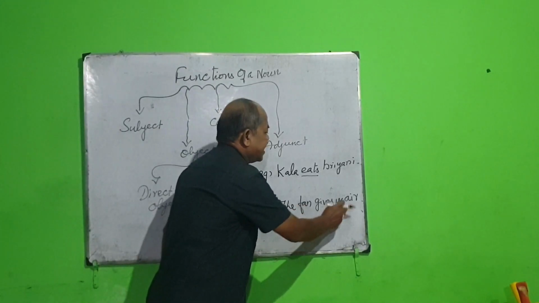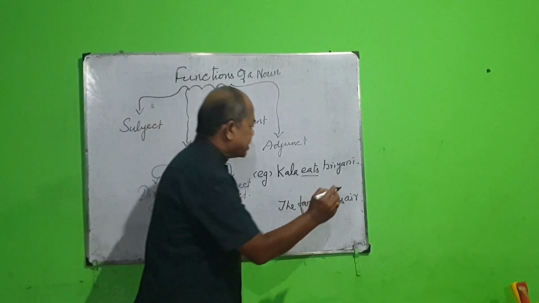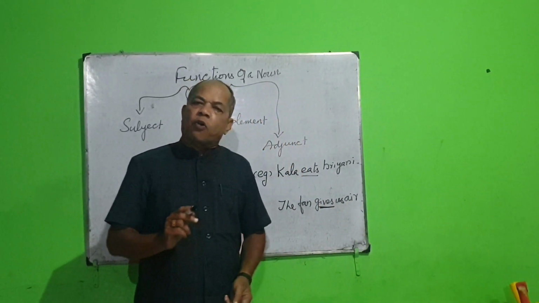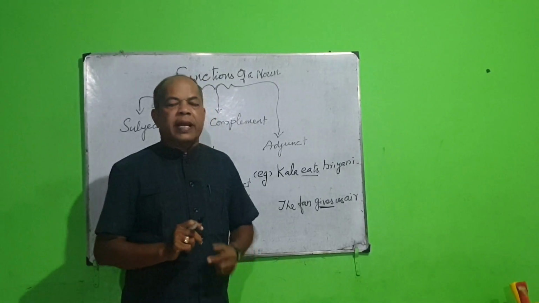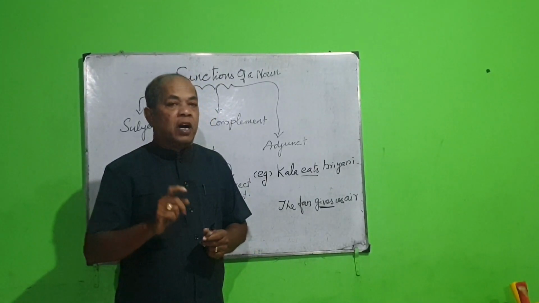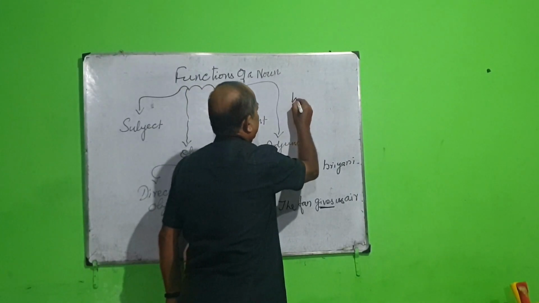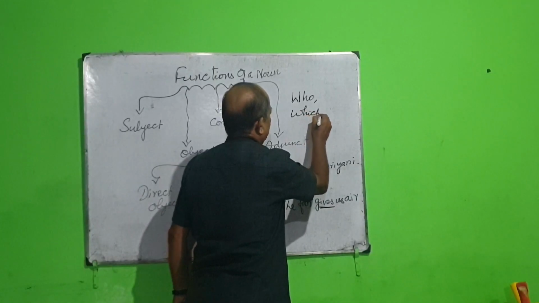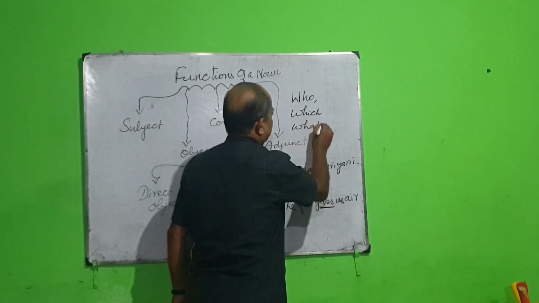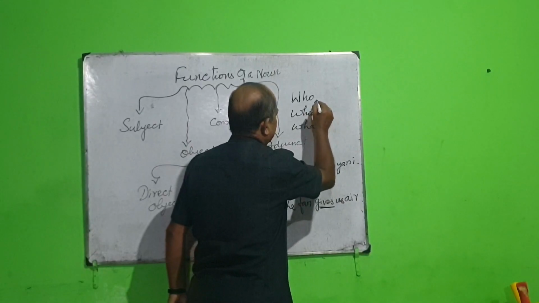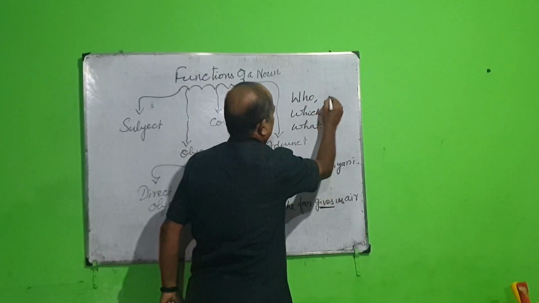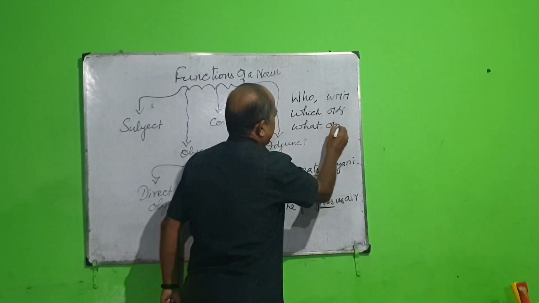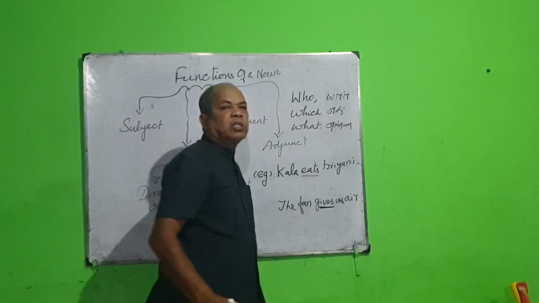Likewise, the fan gives us air. Find out the finite verb in this sentence. Gives. So now, you have found out the finite verb. The next rule is, among the question words who, which, what. The question words for subject are who, which, what. These are the three question words.